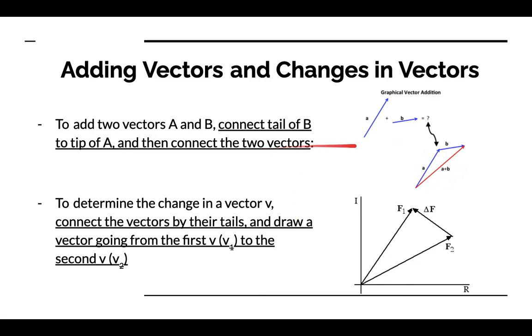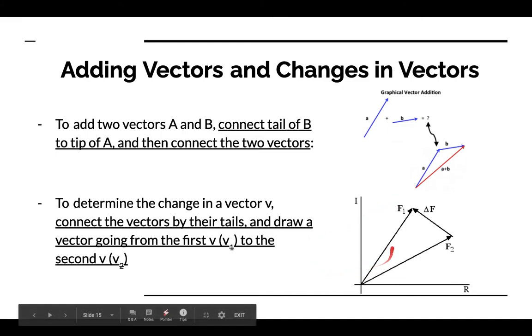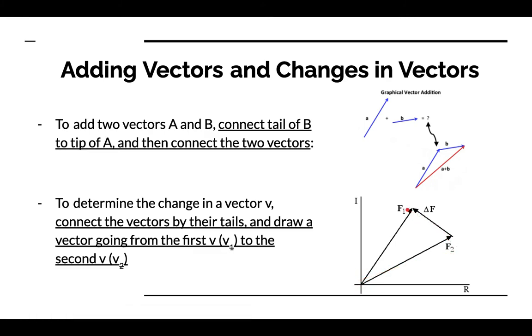So with adding vectors, tip to tail, and then connect the dots. With change in vectors, we connect the vectors by their tails, and then we connect the dots based on where we want to go. So if we want to determine a change from F2 to F1, we go from F2 to F1. If we want to determine the change from F1 to F2, our vector would now be pointing from F1 to F2.